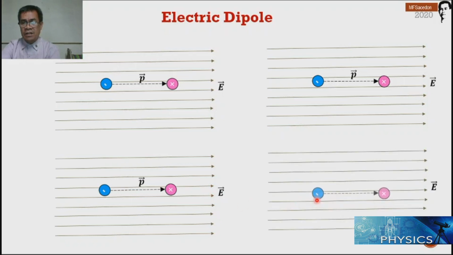Now, what will happen if we have this position wherein this is positive and this is negative? The dipole moment is already in line with the electric field. Again, the angle between the electric dipole moment and the electric field is 0. Therefore, there is no rotation in this case.